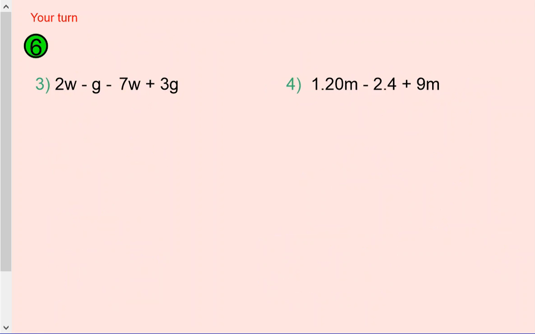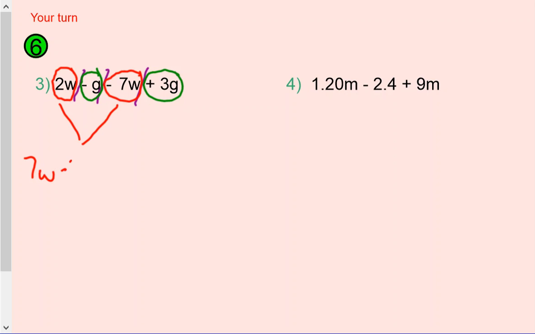All right, I got 2 more for you to try. Go ahead and pause here and then come back and see how you did. All right, number 3, you can see I've separated the terms and circled the like terms, and now I'm going to combine. We have 2w minus 7w. The 7 is the greater absolute value, so we're going to keep that negative sign, and 7w minus 2w is going to leave us with 5w, and it's going to be a negative.